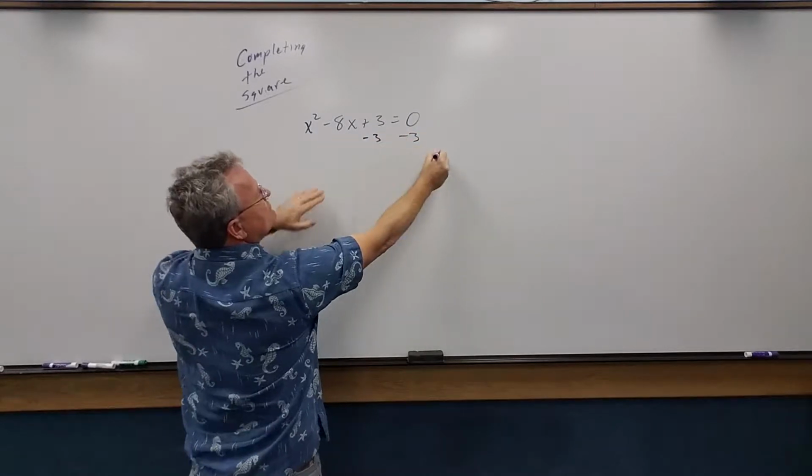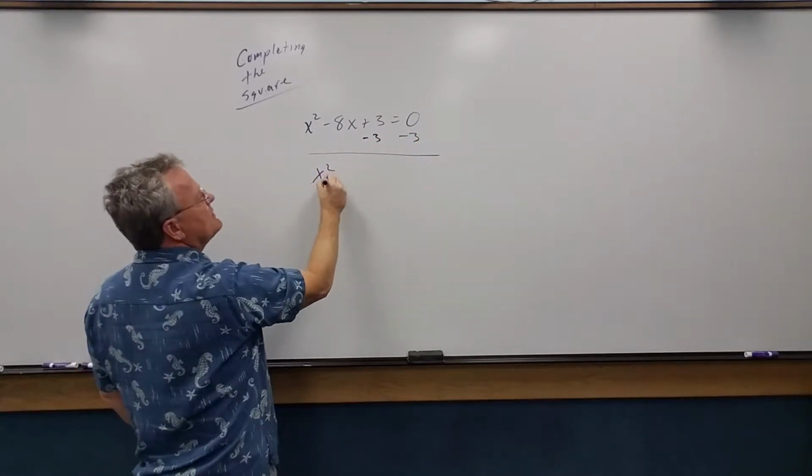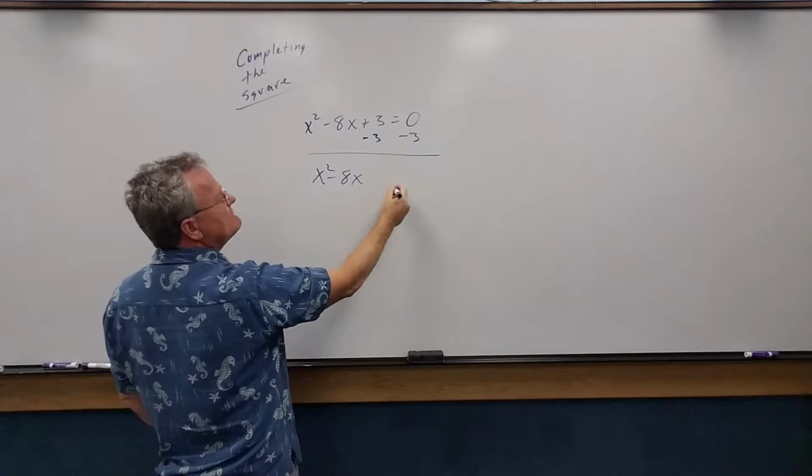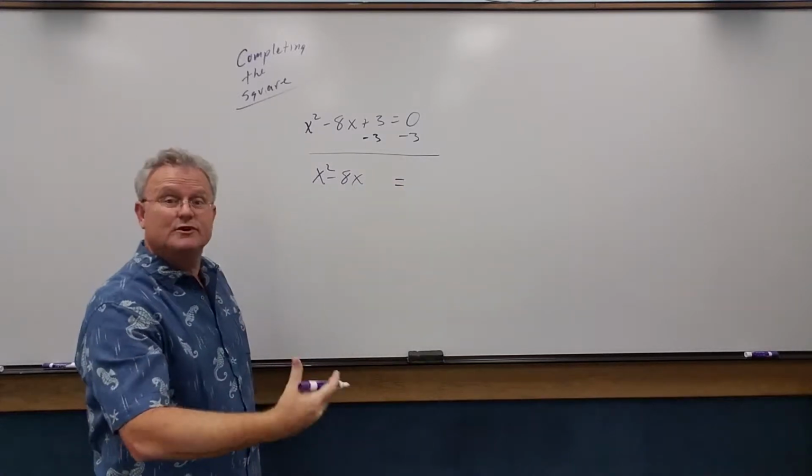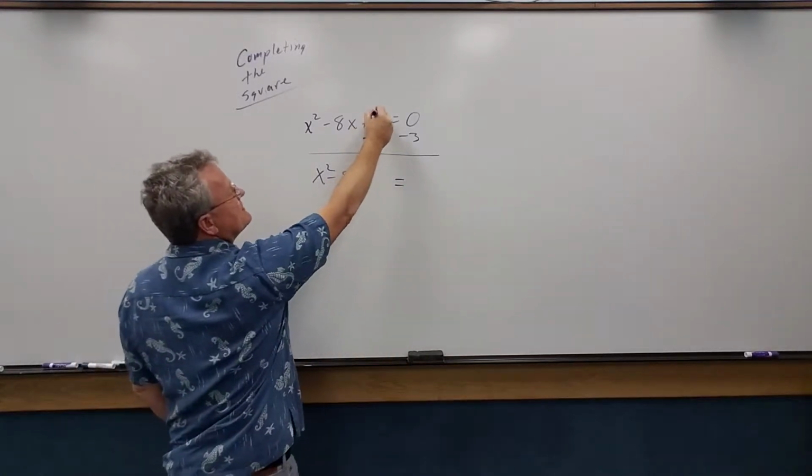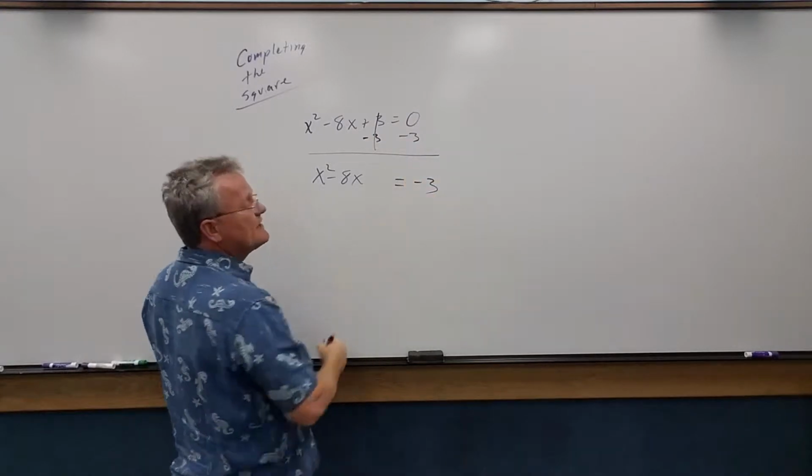So I subtract 3 from both sides. We get x squared minus 8x. Now leave a little space here to complete the square. That goes equal to 0 on the left, and on the other side, we get negative 3.